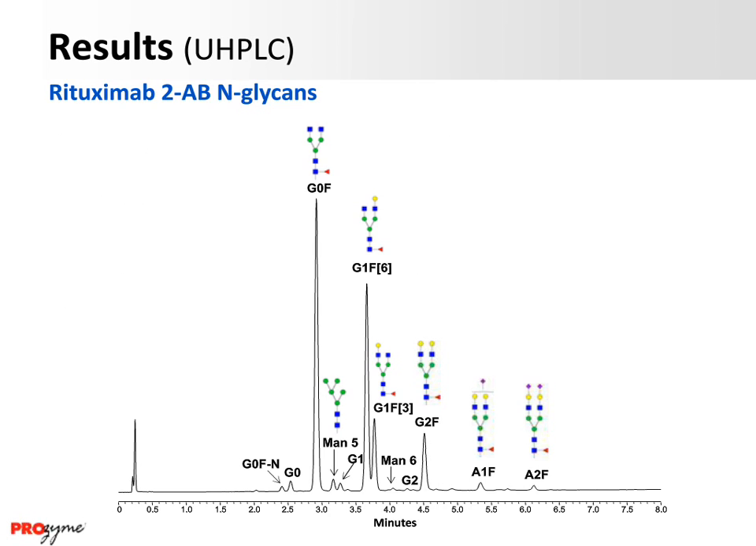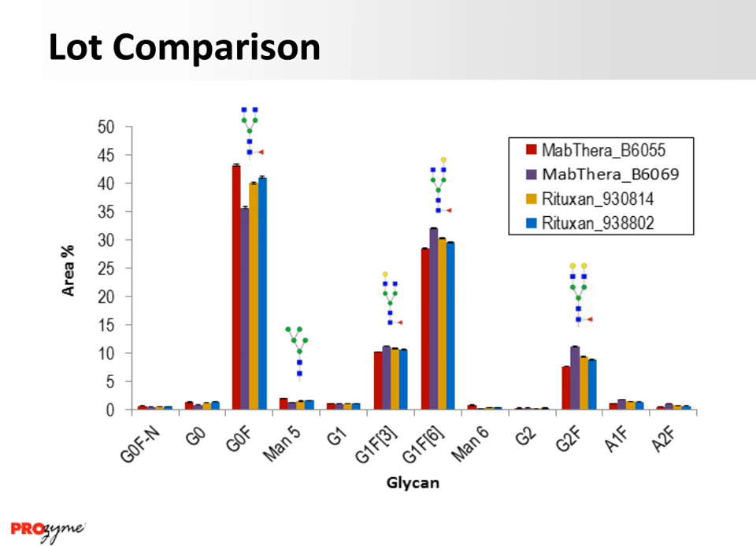And here's the data from those different lots plotted by glycan with a relative area percentage on the y-axis. You can see that within the lots, the data is pretty tight. The error bars are very small. But between lots, there are some differences between the levels of each of the different glycans, such as G1F and G0F. And this is what people look out for.